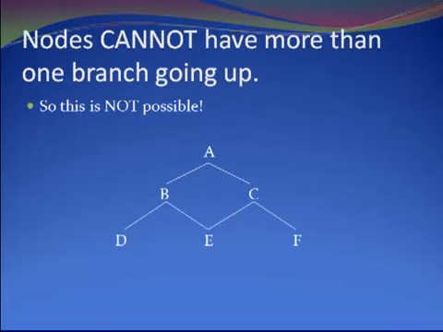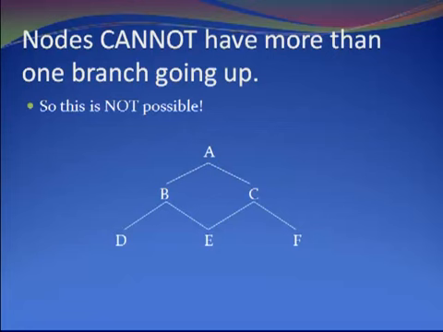And the third thing that you have to be careful about, and that you never get, is this: you never have nodes with more than one branch going up. You can have more than one branch going down from a node, but not up from a node. So here from E you've got a branch going to B and a branch going to C, and that's not possible.